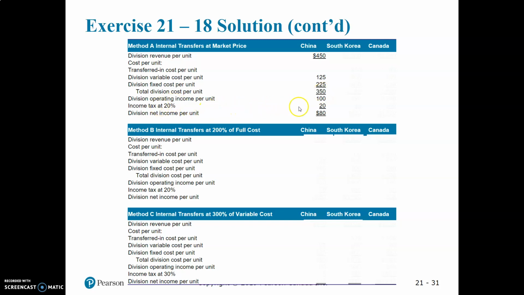We know that China has an income tax of 20%, so take another $20 off, and hence the net income per unit for China under market price is $80 per unit.